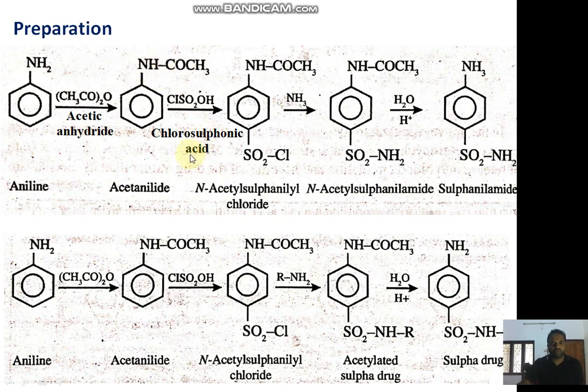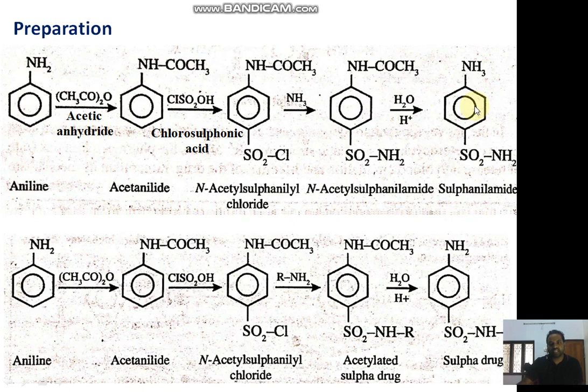Then you react with chlorosulfonic acid and you will have an SO2Cl substitution at the para position. Otherwise, this chlorosulfonic acid would have reacted with this amino group. So we need to protect it. So we are acetylating in the first step, and we get N-acetyl sulfanyl chloride. The next step, we are treating this product with ammonia, and you will get N-acetyl sulfanilamide, and finally you are hydrolyzing this product, and you get sulfanilamide.